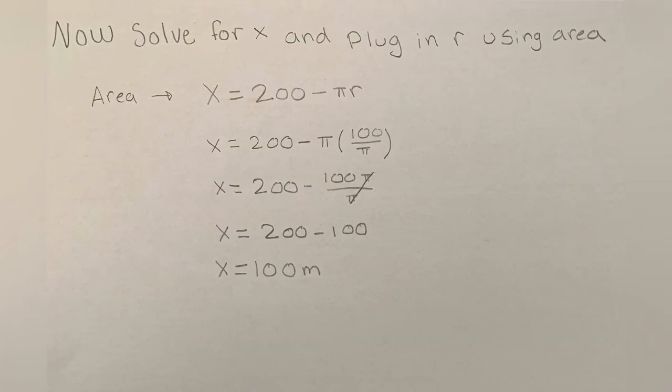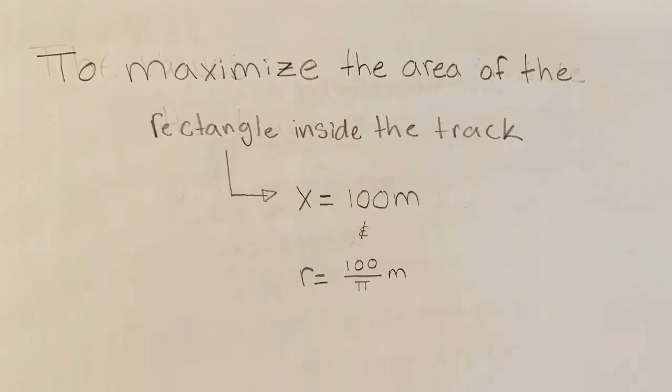To find the maximum value of x, we need to plug in r into the area formula and solve. While doing this, distribute pi, then divide them out, then subtract 100 from 200, and get 100. The maximum value that x can be in order to get the rectangle's maximum area is 100. In conclusion, to maximize the area of the rectangle inside the track, x has to be 100 meters and r has to be 100 over pi meters.